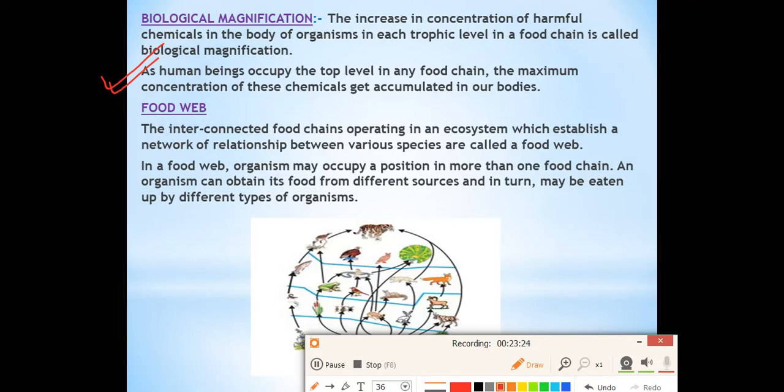The next topic is food web. So what is a food web? Interconnected food chains are called a food web.